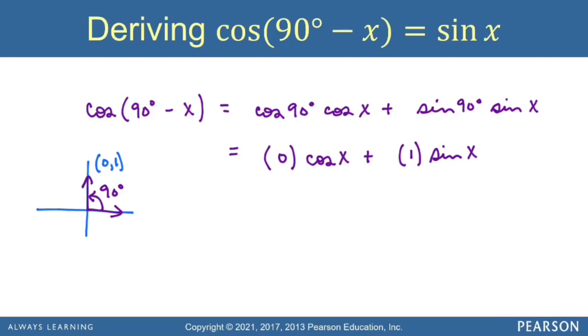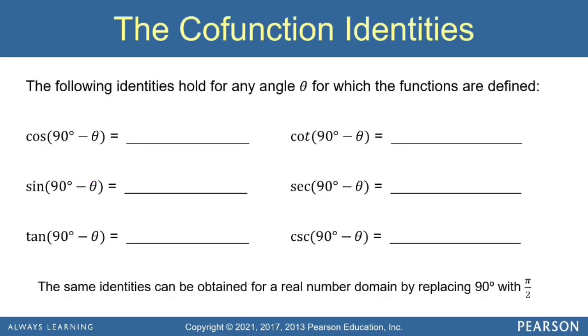Now, of course, 0 times anything is 0, so that term will disappear, and then the second term is 1 times sine of x, so that's just sine of x. And so here we have the identity, the cosine of 90 degrees minus x equals sine of x. And you'll remember that's one of our cofunction identities that we saw earlier in the course. So now we won't derive the rest of them, but we did just derive that cosine of 90 degrees minus theta is equal to the sine of theta.